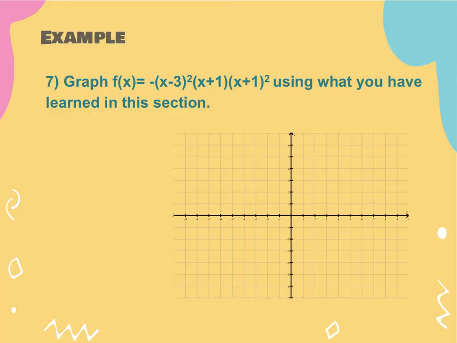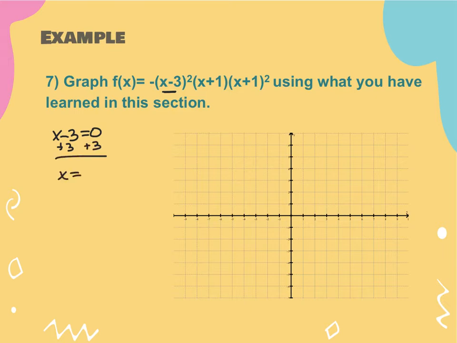Desmos graph that. So for number 7, this one's a little different setup. However, it's a lot easier than what we've been doing because it's already factored for me. So all I need to do is take each of these binomials and set them equal to 0. So this will be my first one. I set x minus 3 equal to 0. I'm going to add 3.